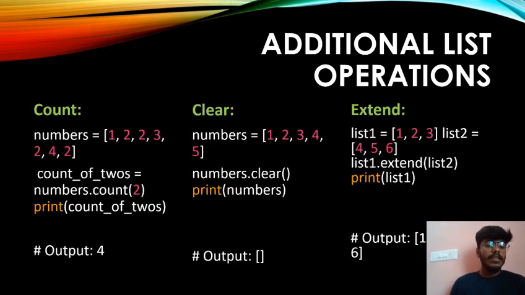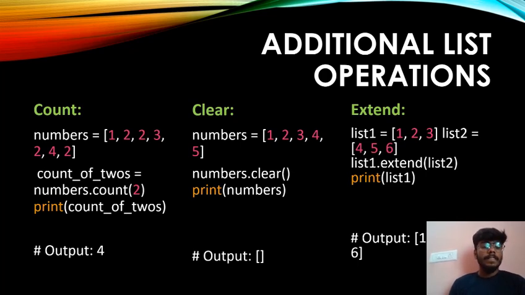The next, count. Count acts as counting the occurrences of a specific element in a list. Example, numbers = [1, 2, 2, 3, 2, 4, 2]. count_twos = numbers.count(2). Print count_twos. The number of 2s in the numbers equals 4.